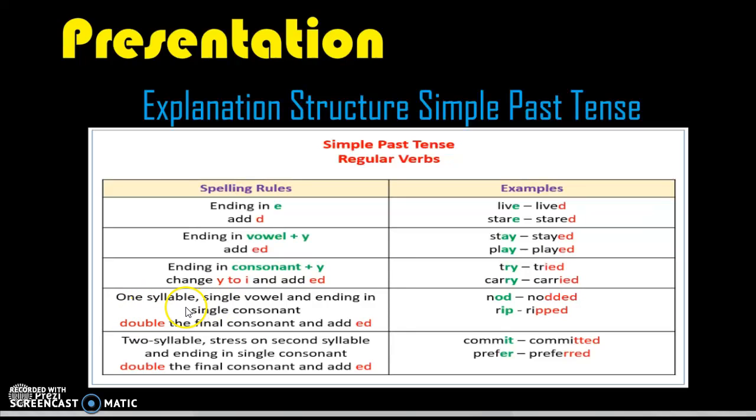When a verb has one syllable, a single vowel and ends in a single consonant, double the final consonant and add ED. For example, nod, nodded. And finally, when a verb has two syllables, the stress is on the second syllable and it ends in a single consonant, double the final consonant and add ED. For example, commit, committed, prefer, preferred.